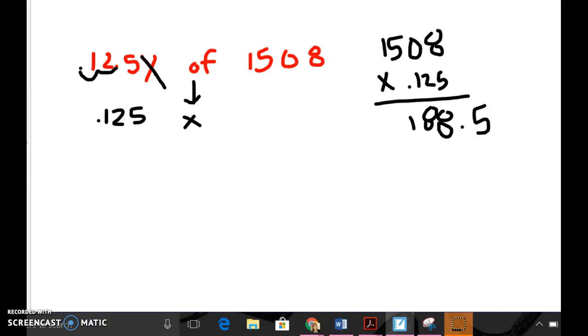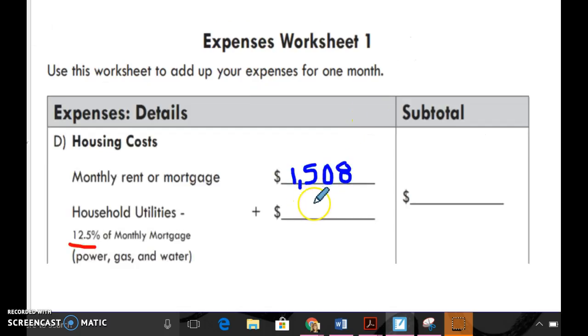So I go back to my worksheet. 188.50 goes here. And then I need to add those two together because that's how much my housing is going to cost: the cost of the utilities plus my mortgage. So when you add those two together, my total for my housing is 1,696.50.